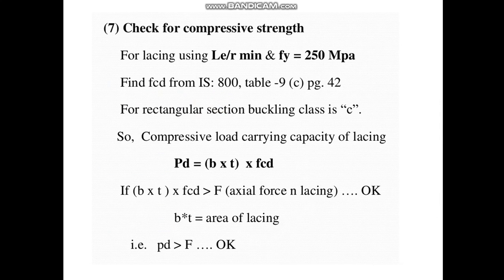Now, after that, you do the check for compressive strength. For lacing using LE divided by r minimum and fy equal to 250 MPa, let us find out fcd from IS 800 table 9, page number 42. So here for rectangular section, buckling class C, always the lacing flats come under built up section, the class C. So you calculate what is the compressive load carrying capacity of the lacing, Pd equal to area of the lacing into fcd. If this Pd is greater than the compressive force, the design is okay.